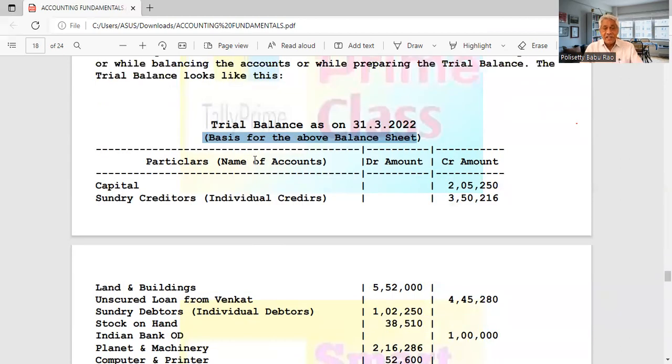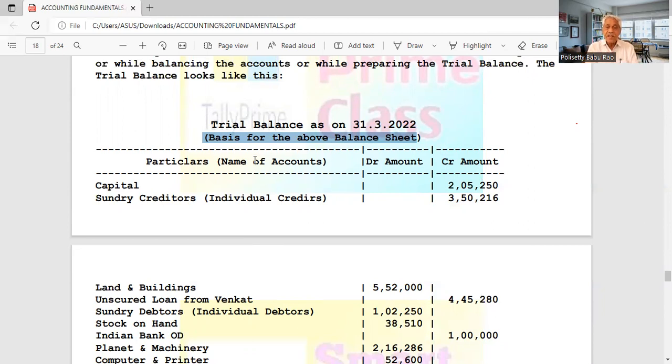This trial balance is taken on a particular day, because the previous day the amounts will be different. Today some transactions take place, so the balances will change. And tomorrow again there will be some transactions, and the balances will change.